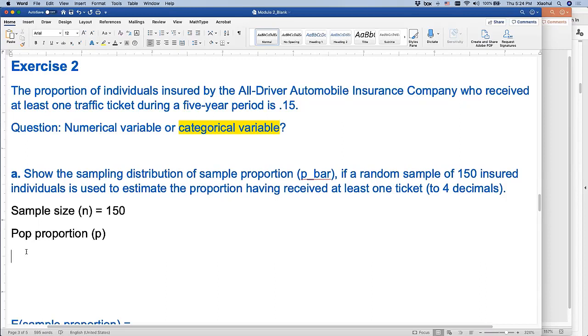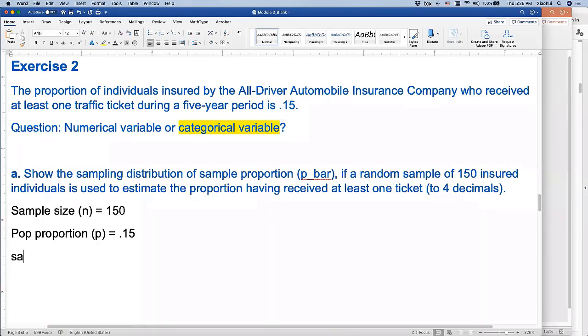And how about the population proportion? Do we have a population proportion? 0.15, right? Because 0.15 has nothing to do with the sample you collected. They were just saying that, on average, the proportion of individuals is going to be 0.15. So this is more general compared to the 150 sample you selected. This is the population proportion.